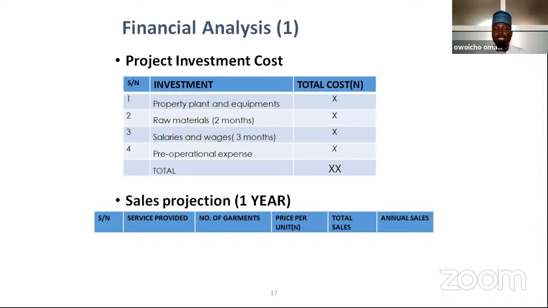Under the market analysis, you just estimate how many people you can sell to. But here, you need to estimate what is the value. So how do you do it? You just multiply the price of the item by the number of items you likely sell, and you get total sales.